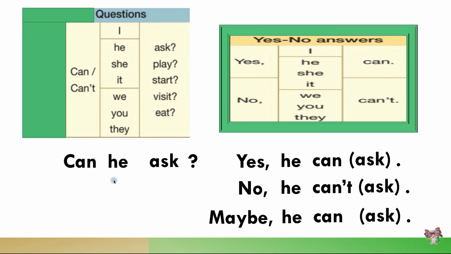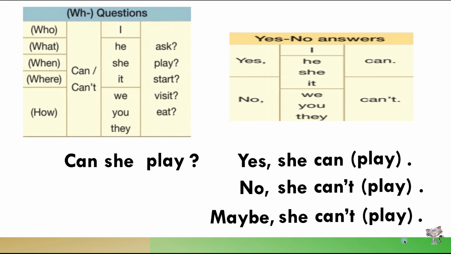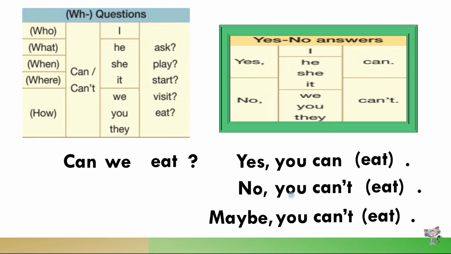Right? Can he, notice, can he ask? Here, he does not change any style to the grammar. The modal is not affected by the subject he. It stays the same. Same with she. So we changes to you. Can we eat? Yes, you can. No, you can't.